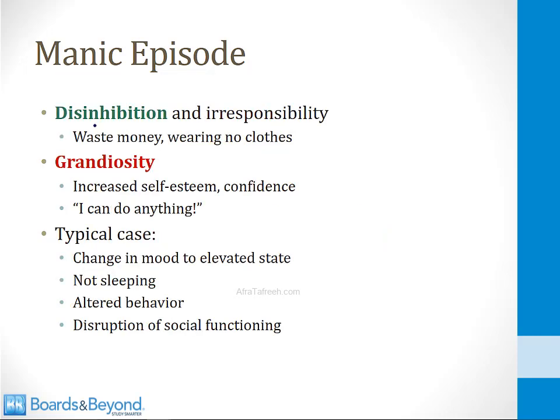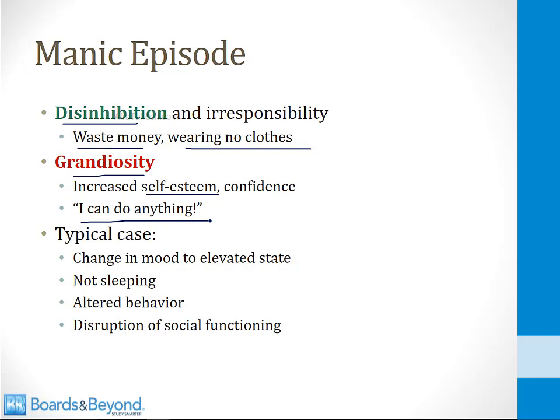Other features of a manic episode are shown on this slide. Disinhibition, especially with irresponsibility, is a classic feature of a manic episode. Patients will often waste money. Some patients have been known to spend their entire bank account on wild purchases. Sometimes patients are known to go outside wearing no clothes. Grandiosity is another classic feature. These patients will have increased self-esteem and confidence and feel like they can do anything that they want.